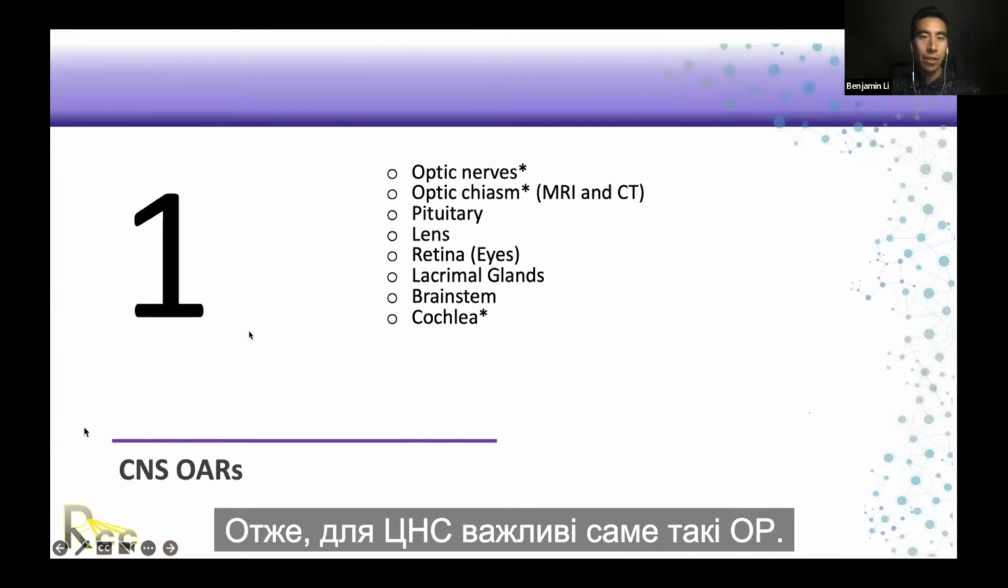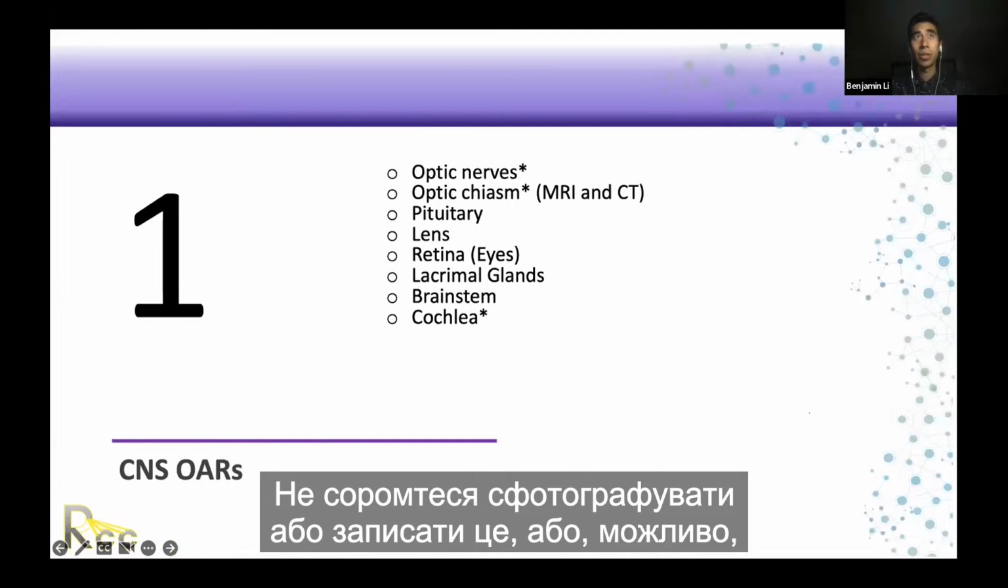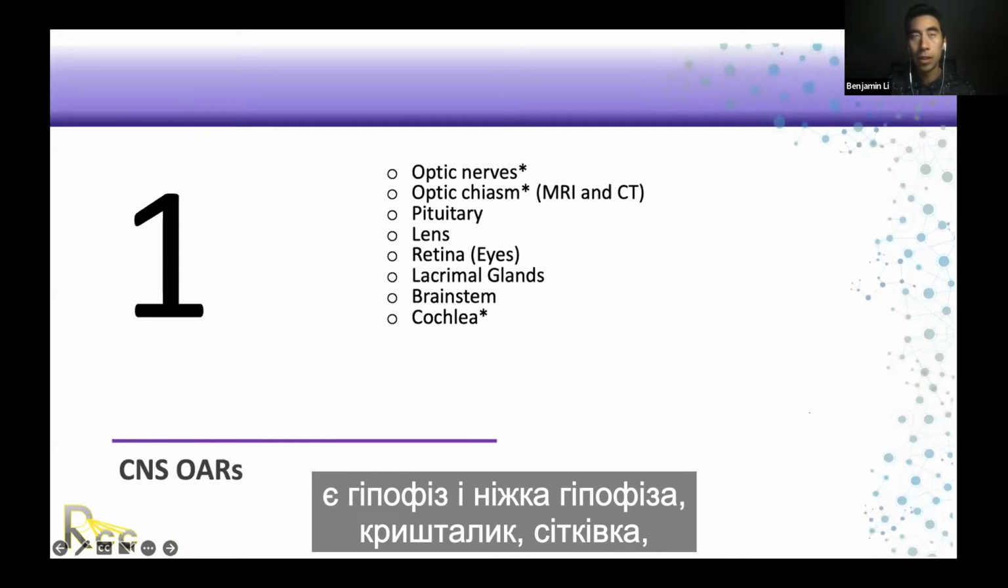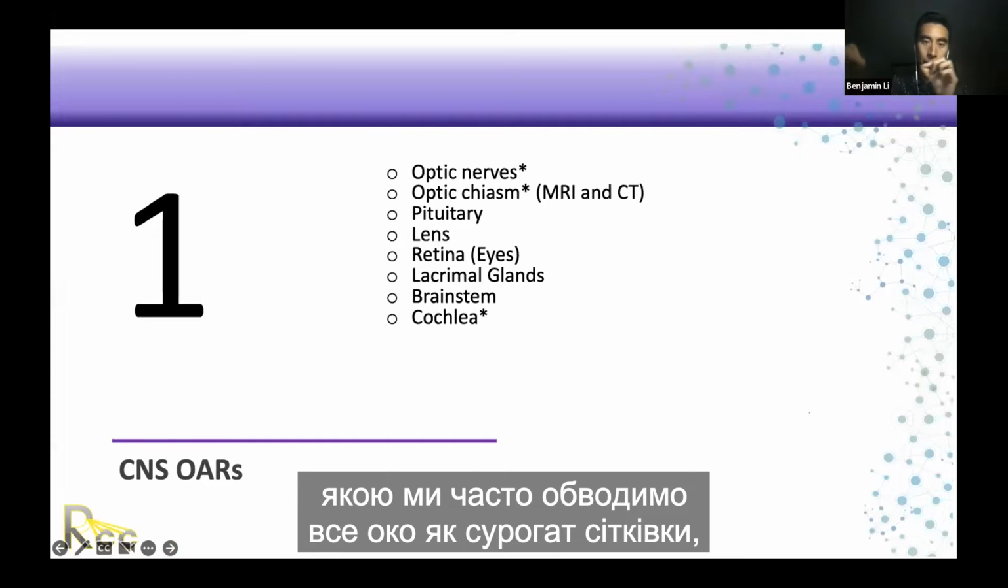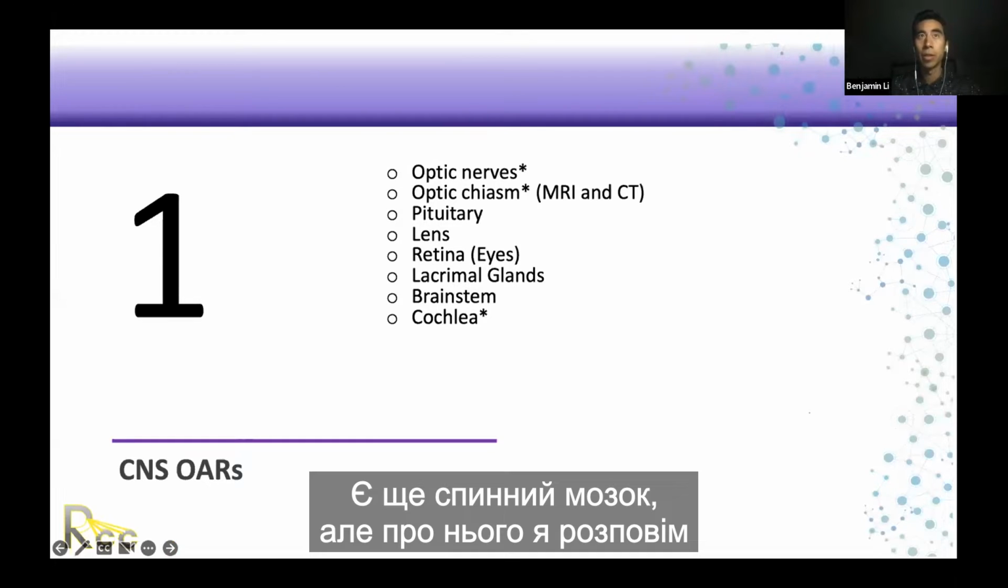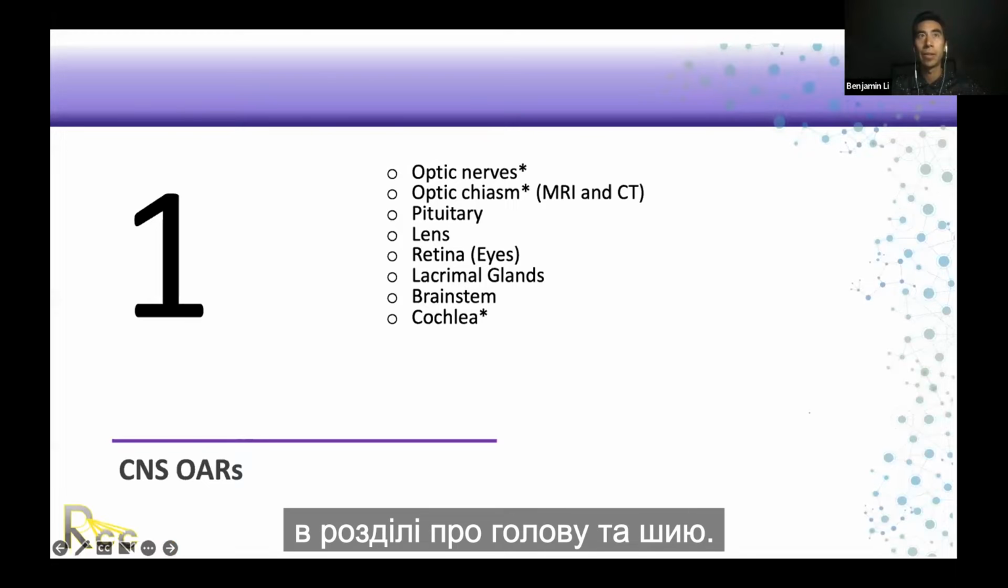So for the CNS, these are the OARs that are important. Feel free to take a picture or note this down, or you might already have this. But the optic nerves, optic chiasm, pituitary, there's a pituitary gland and the pituitary stalk, the lens, the retina, which we often contour the whole eye as a surrogate for the retina, the lacrimal glands, the brainstem, and the cochlea. There's also the spinal cord, but I'll get into that during the head and neck.